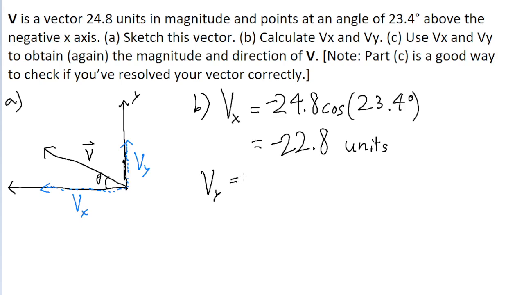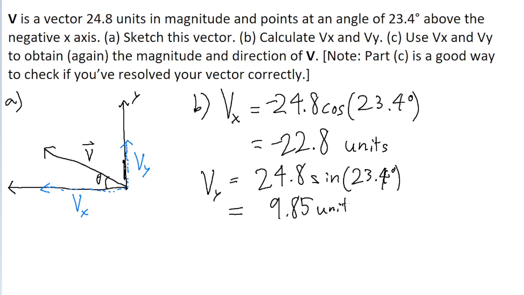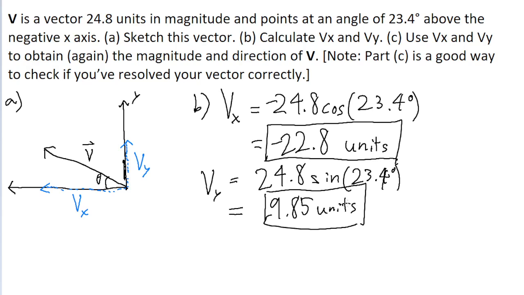Let's apply the same method to the y component. So again, the magnitude, 24.8 units, multiplied by the sine now of the angle, 23.4 degrees. And if we put this into a calculator, we find a component of 9.85 units. And if we look at the diagram, we can see that the y component is pointing upwards in the positive y direction. So it's going to be positive, and we don't need to worry about the sign in this case. But we've now found both the x component and the y component.